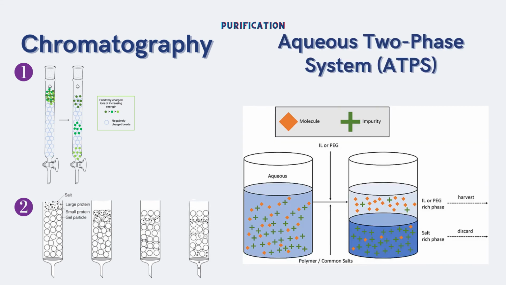The last method is aqueous two-phase system, or ATPS, which involves a mixture of polymer-polymer or polymer-salt dissolved in an aqueous solution, which will form 2 layers. The xylanase can be retrieved from one of the 2 layers.